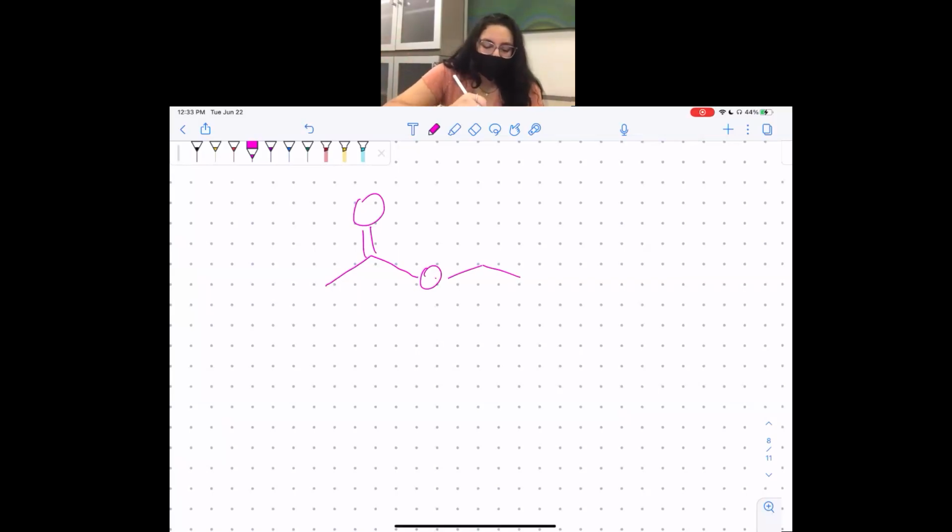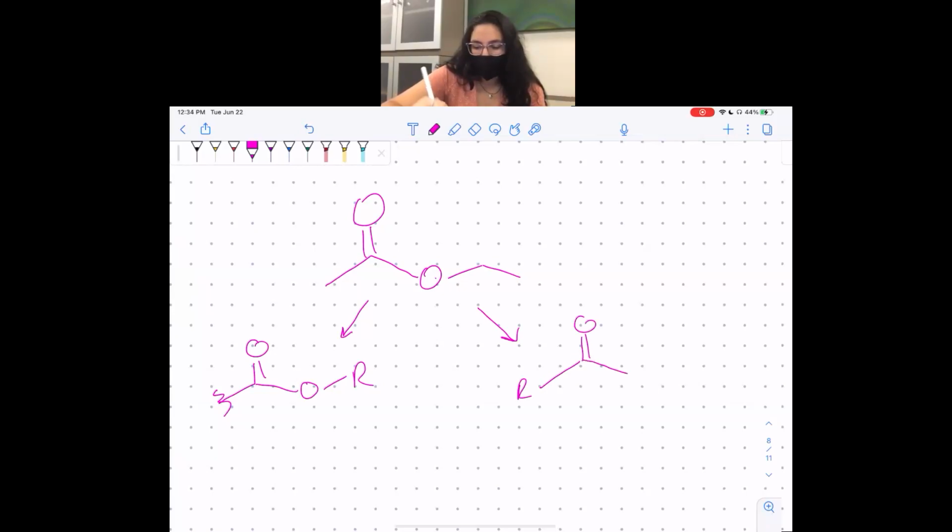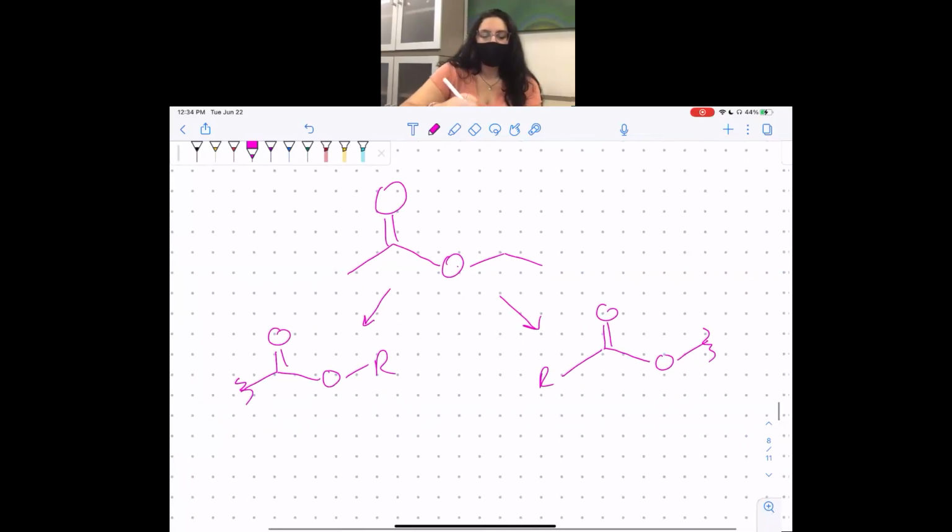So now this can either be attached from the left side or it could be attached from this side. Do you think there's a big difference on which side you attach from? Let's say this is A, this is B. Do you think there's a difference between A and B?